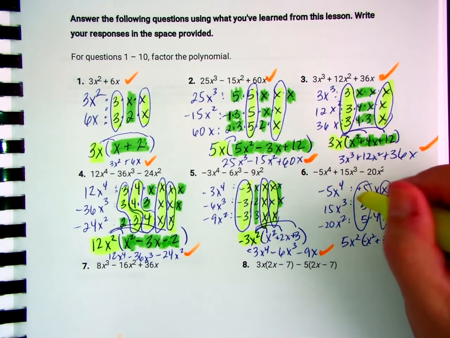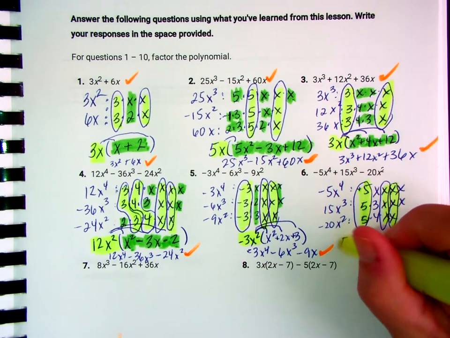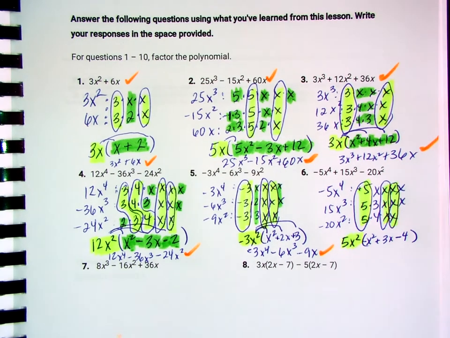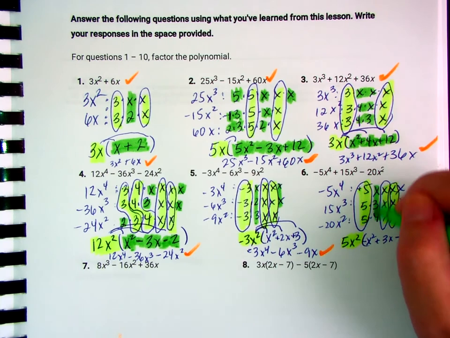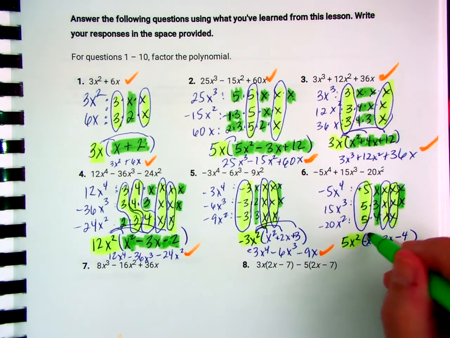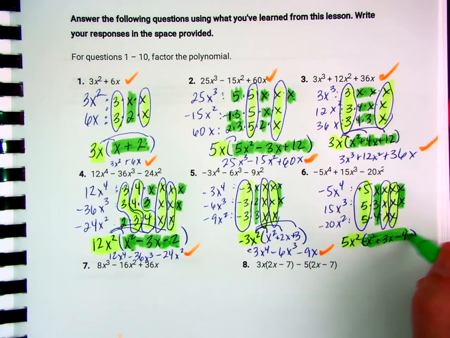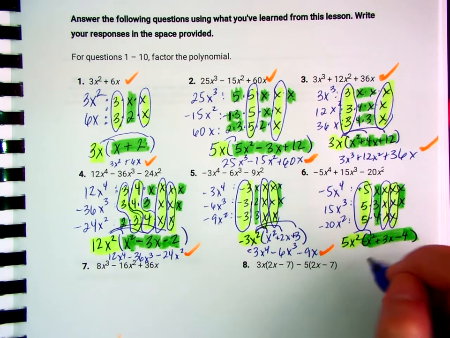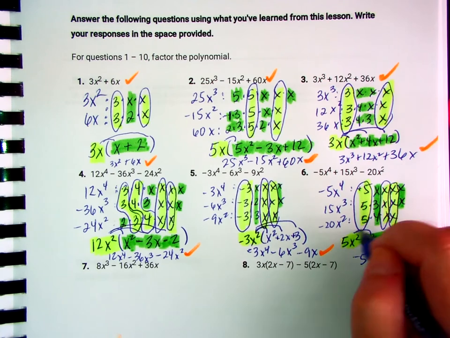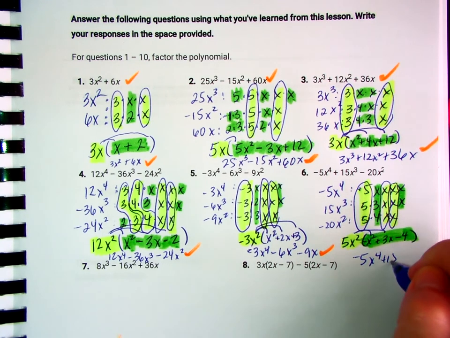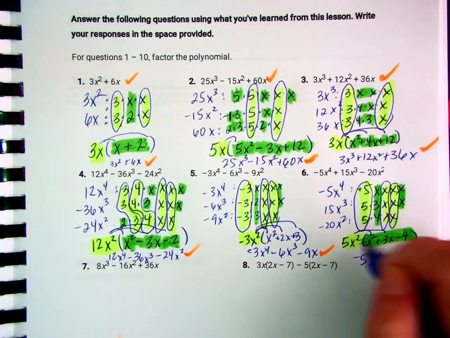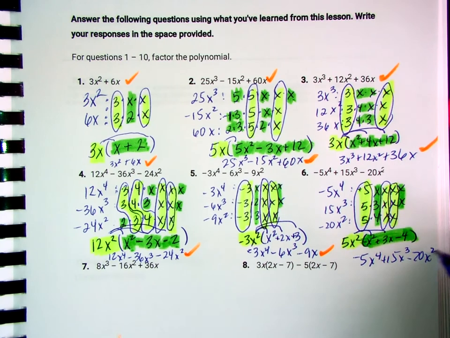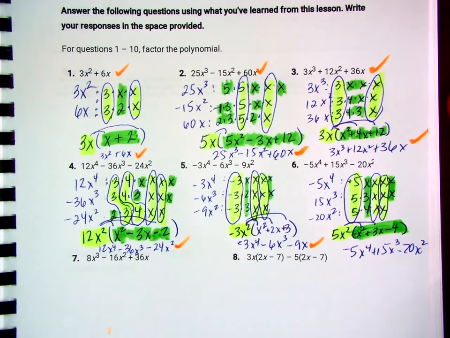So my greatest common factor is here and here and here. What's left over inside the parentheses is here and here. And my signs came from the top. Let's double check that we did this correct. Negative 5x to the 4th plus 15x to the 3rd minus 20x squared. And I see that that does match my original problem, so it checks.